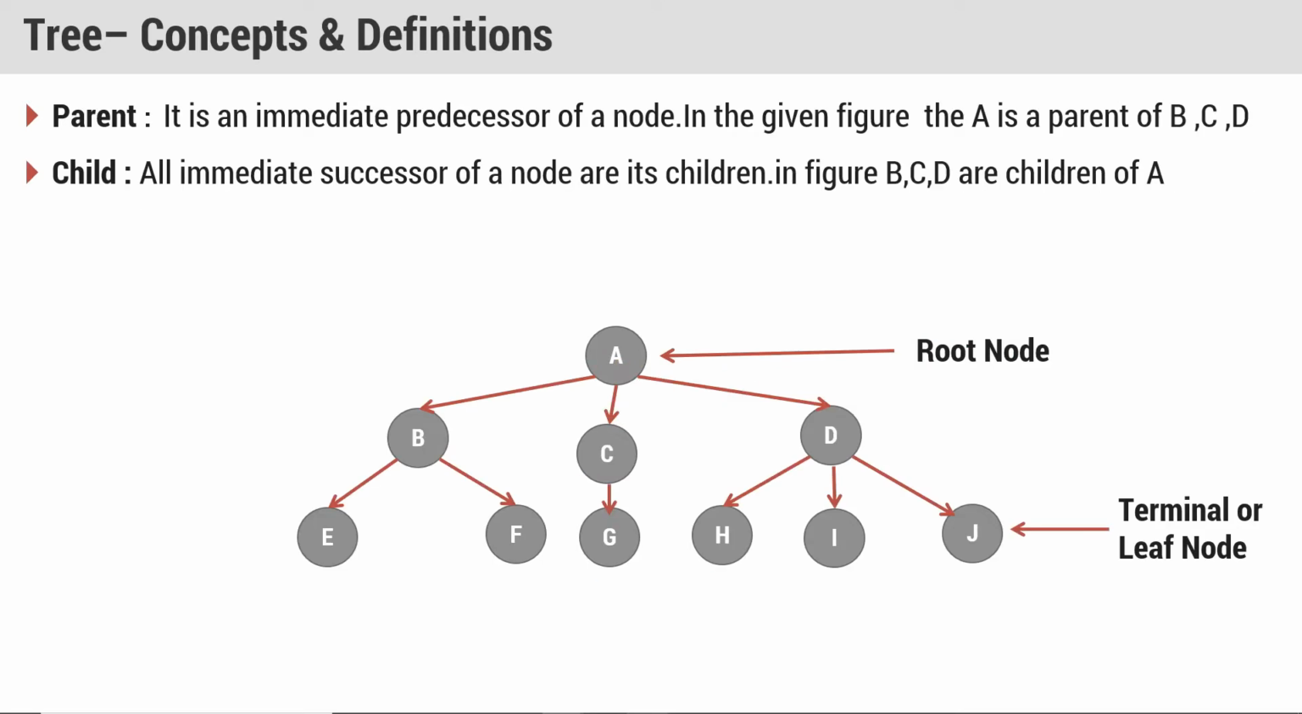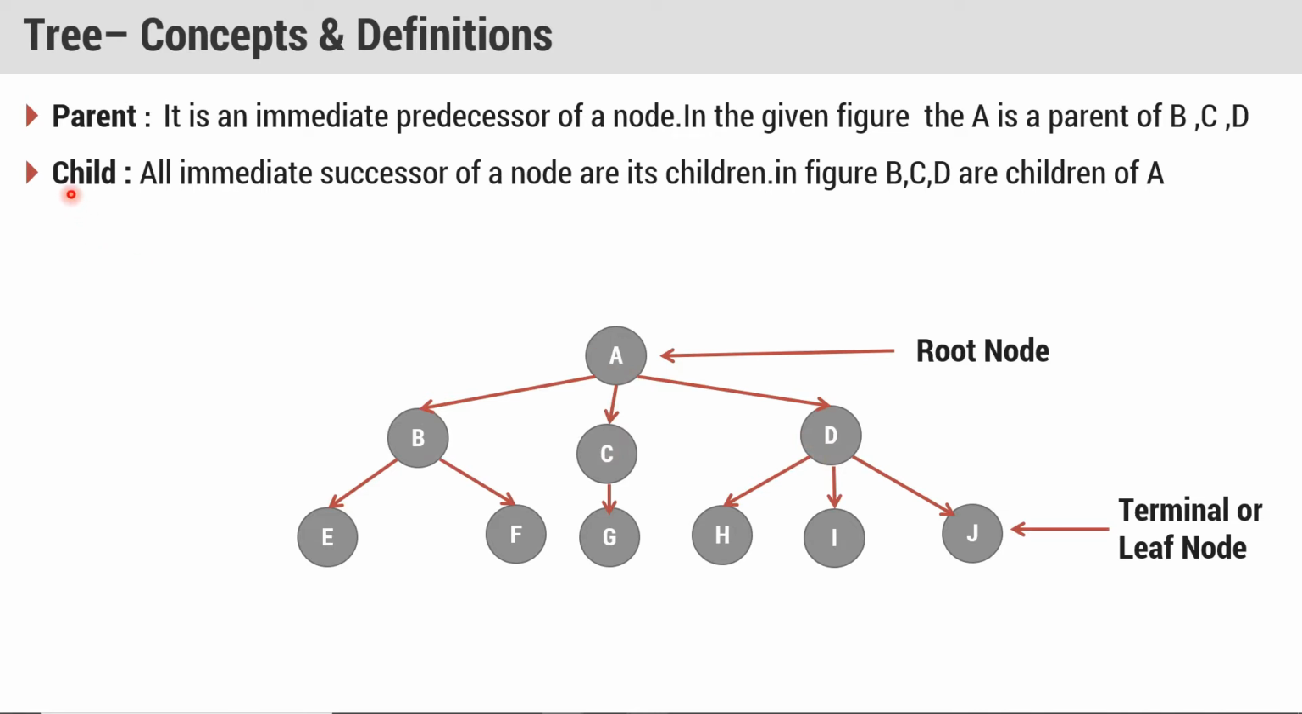Now the next definition is parent. A parent is an immediate predecessor of a node. Here in this figure, A is the parent of B, C and D. B has predecessor A, C has predecessor A and D has predecessor A. So it is an immediate predecessor of a node. In this given figure, B, C and D have the parent A.